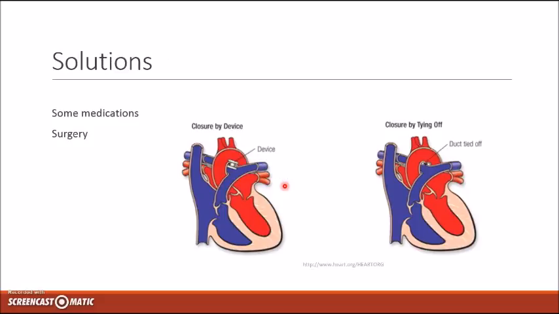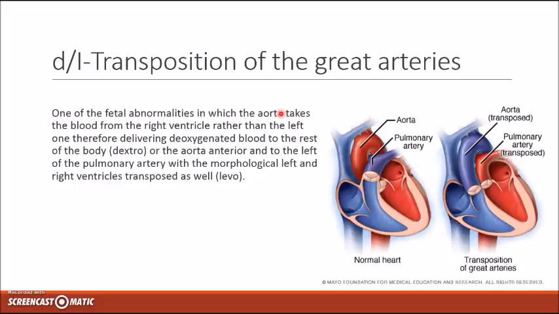Now, for the solutions, there are some medications that can be taken or just a surgery. And in this surgery, the opening can be just tied off, or by inserting a device such as that inserted in case of the atrial septal defect and the ventricular septal defect.